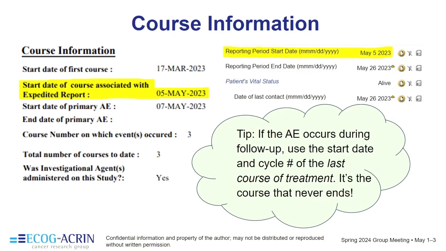Second part of that section is the start date of the course associated with the expedited report. Also self-explanatory. Where we find the most errors is during follow-up. So your big tip is if the adverse event occurs during follow-up, then you're going to use the start date and the cycle number of the last course of treatment. So in other words, if the last cycle is cycle 9, then as far as your ticket, your AE reporting is concerned, cycle 9 goes on forever.